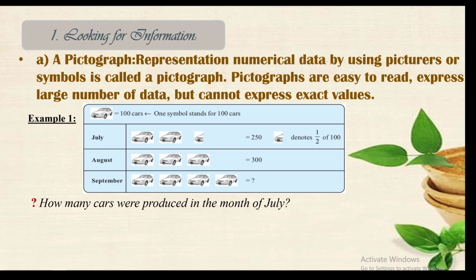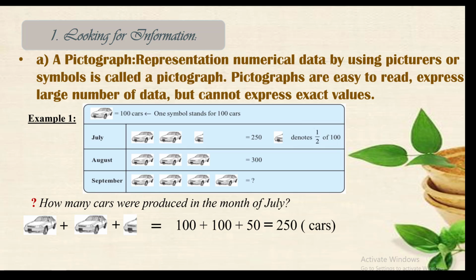Look at the table. There were 250 cars produced in July. Because one symbol plus one symbol plus half part of one symbol equals 100 plus 100 plus 50 equals 250 cars.